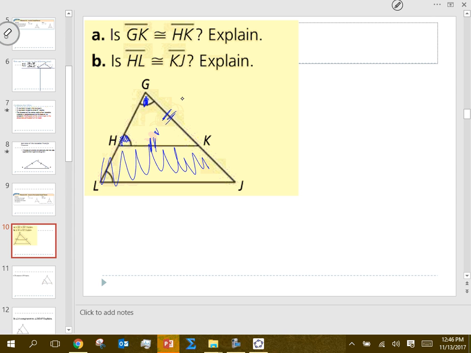They go on to ask, is HL congruent to KJ? HL is just that distance right there. KJ is just that distance right there. And if you look, those are not full components of a triangle, right? There's really no work that we can do here. I'm just going to answer this for you right now. There's really no work that we can do there to show HL and KJ to be congruent.